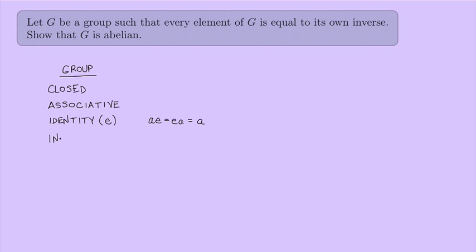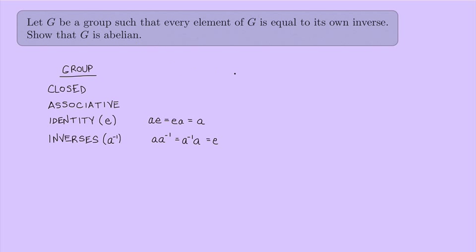Then we have inverses. Every element that's in this group must have an inverse, and usually you denote it as A with a little -1. And that means that A times A inverse equals A inverse times A, which equals the identity element. That's what an inverse does. You multiply it by the element, A inverse times A, it gives you back the identity.